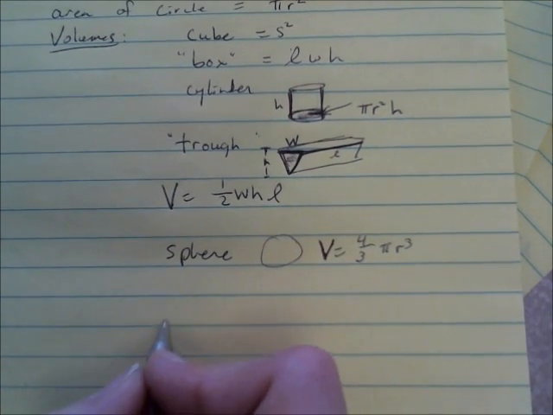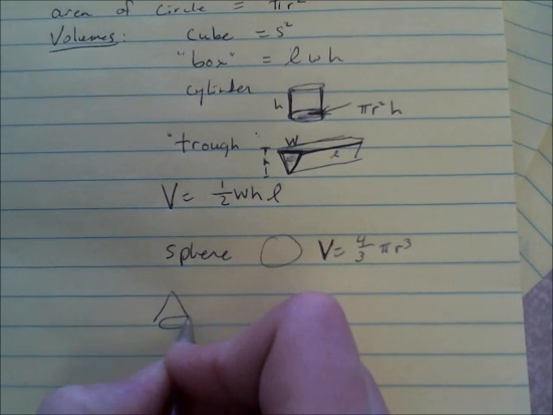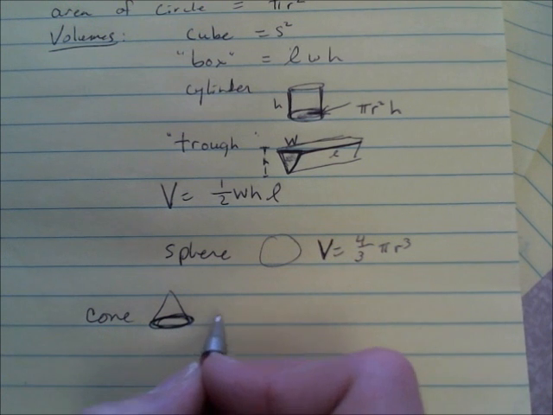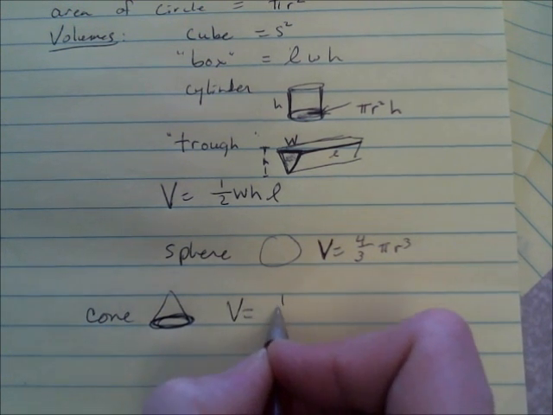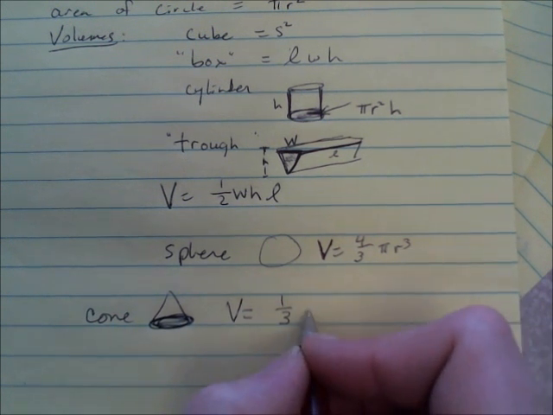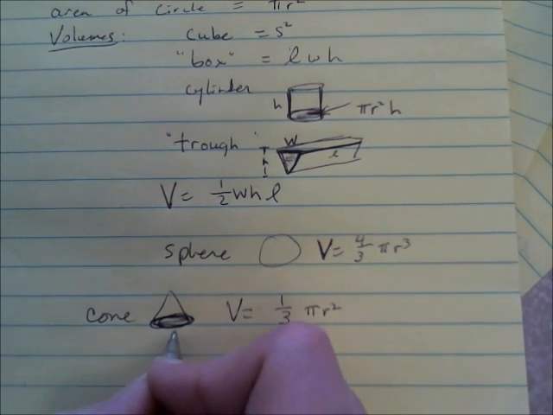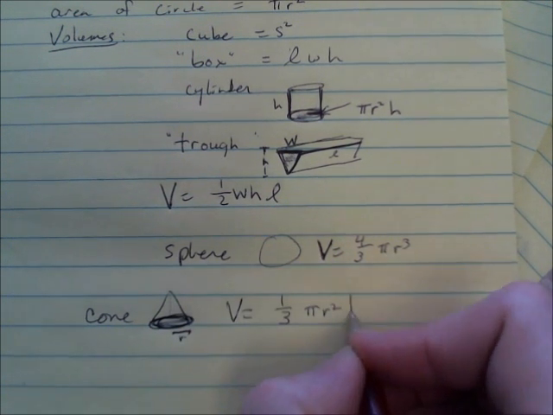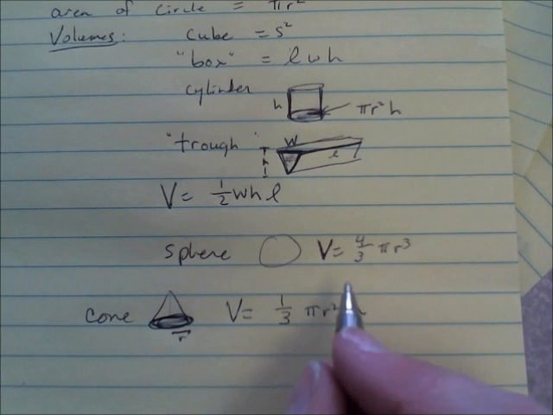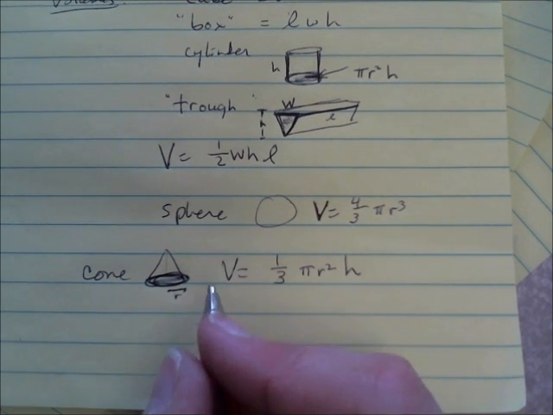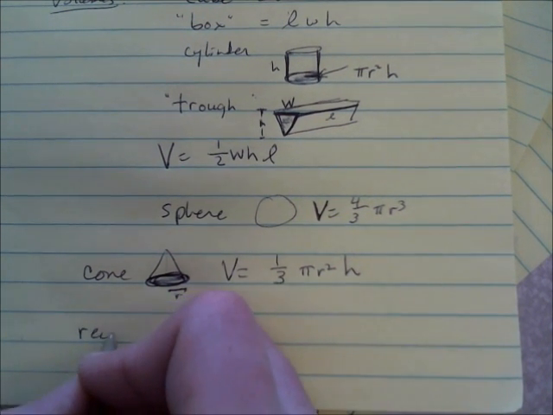You also have a cone with a circular base. The volume of a cone is 1/3 times the area of this base, which is pi r squared if you know the radius of it, times the height. So you can just call this 1/3 times the base times the height, which is the same thing as for a rectangular pyramid.